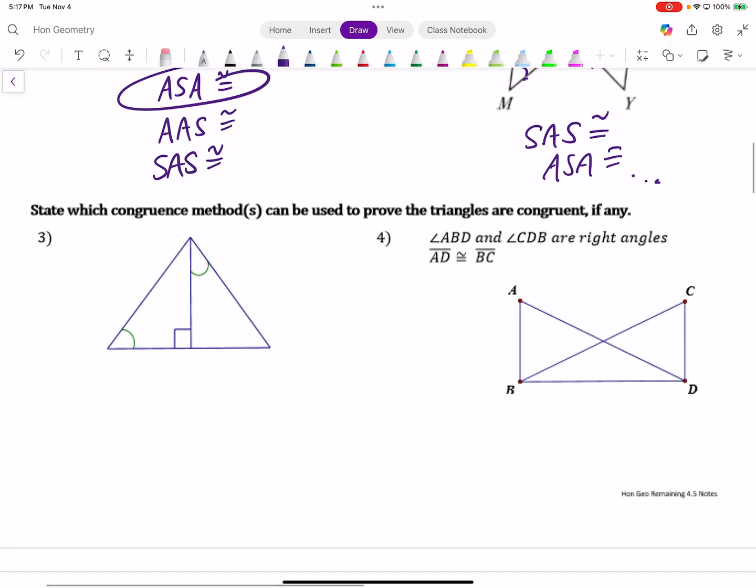So let's see what we got on this. We know this is a right angle. We know this side they share in common. So over here it's like, say we call that angle 1. Angle 1, right angle, side 1. But over here it's angle 1, side 1, right angle. We cannot prove those triangles are congruent. Could they be? Sure. Have no idea. Okay.